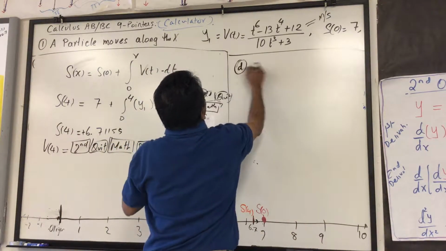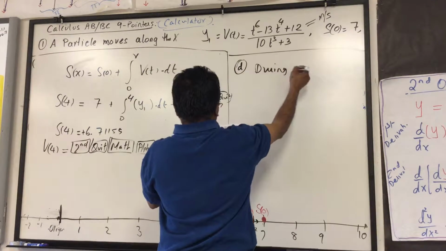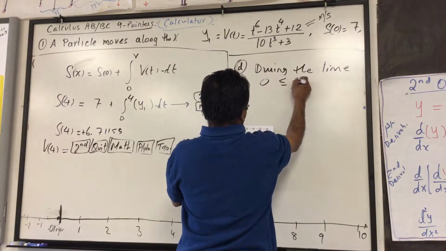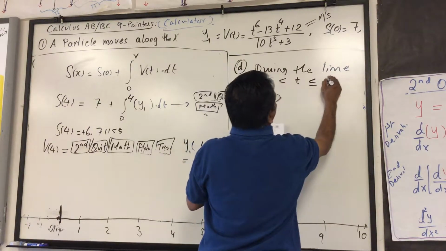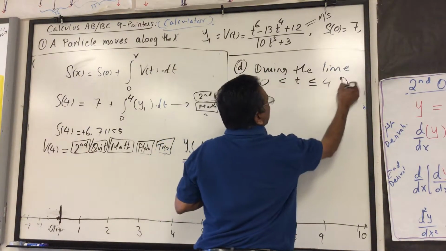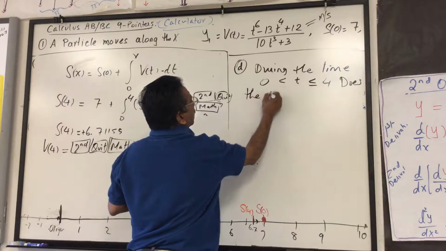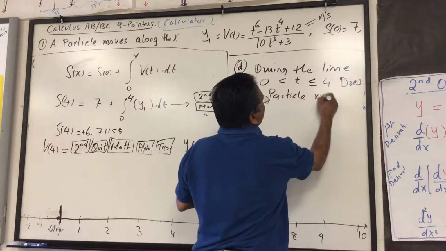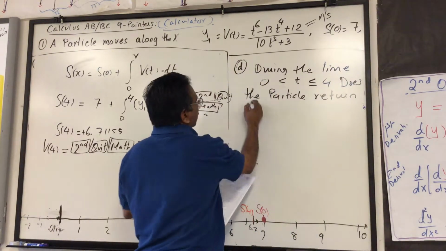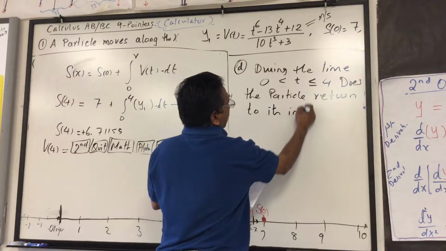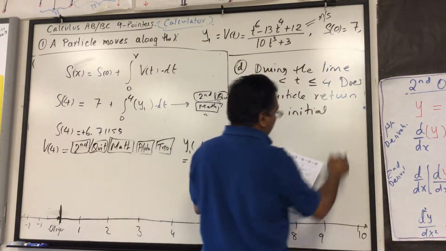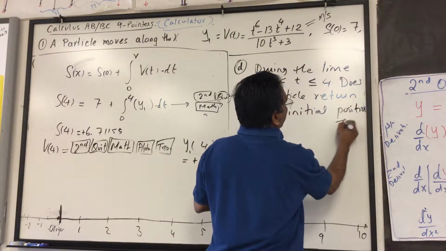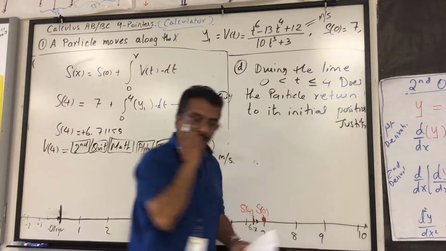So the D part is: during the time 0 to 4, does the particle return to its initial position? So that's another question. The question is justified. So why do you say so?